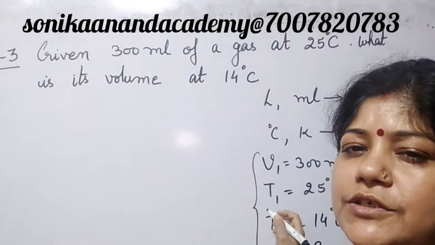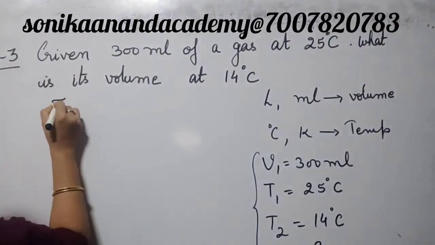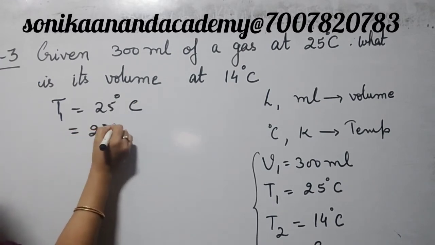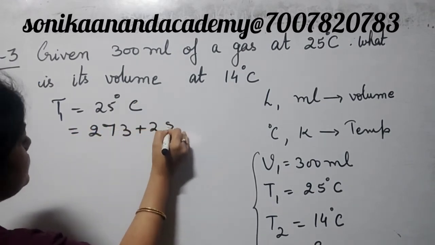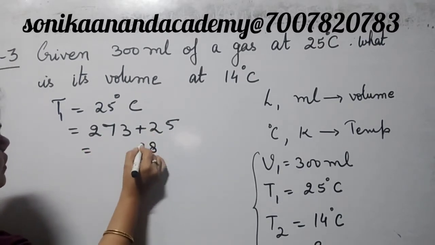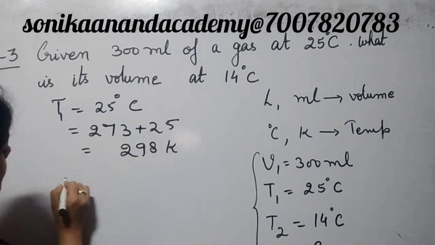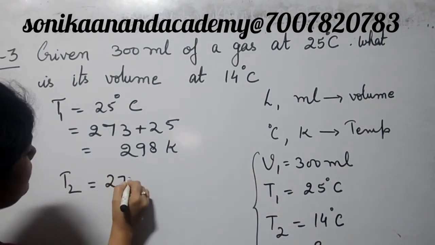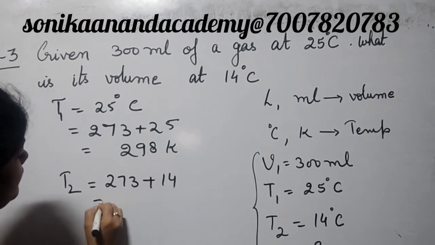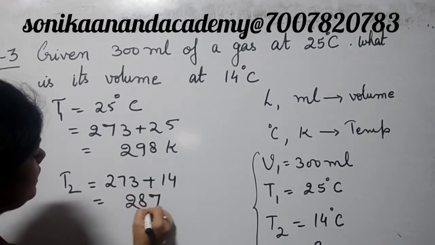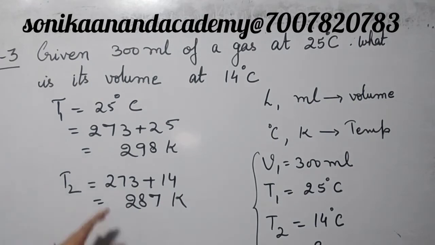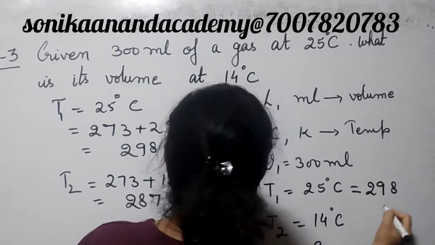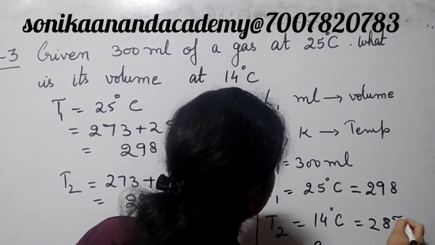So for the temperature, we have T1 is equal to 25 degrees Celsius. Converting it into Kelvin, we just add 273. So we get 298 Kelvin. Similarly, for temperature 2, we have 14 degrees Celsius. That means 273 plus 14, and we have 287 Kelvin. Clear? Now we are applying these data in order to find out the answer.